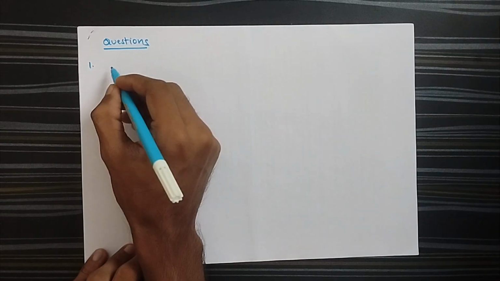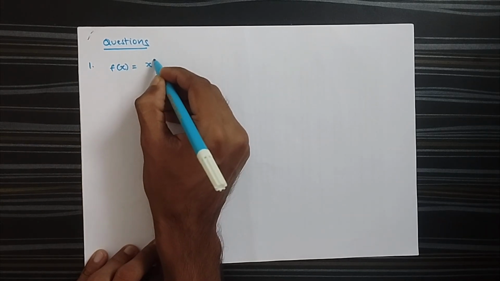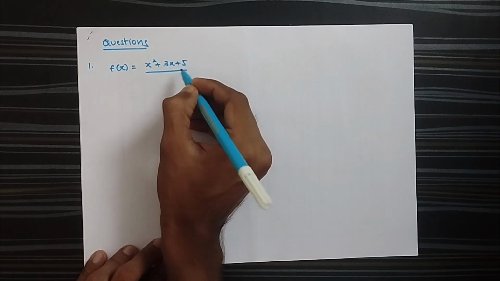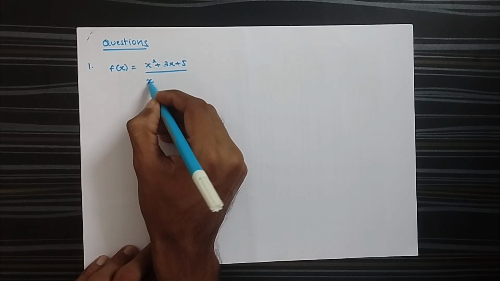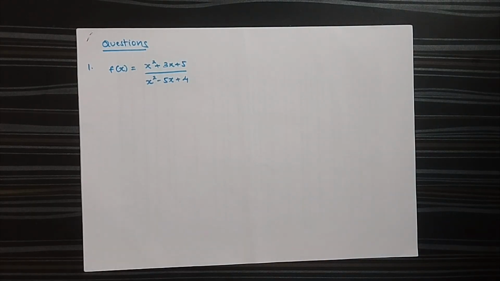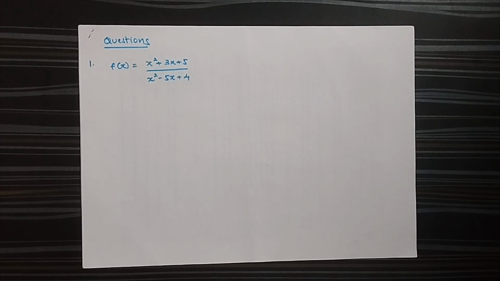So we have to find the domain of this function f of x, which is equal to x square plus 3x plus 5 divided by x square minus 5x plus 4. So we know what a domain is. Domain is all the values that x can have which will satisfy this function.